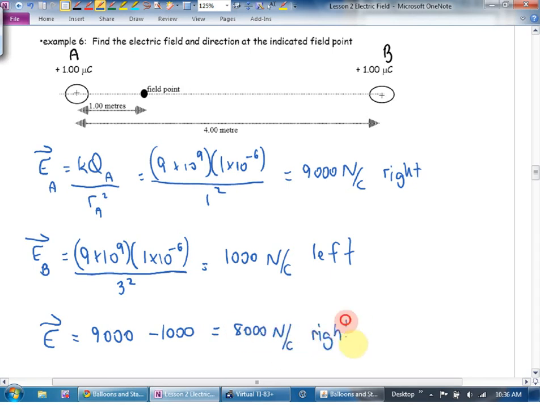I like that question. I'm going to ask you to find on your test the electric field between two charges, but I'm going to make them different numbers than ones. You'll have to do a bit of arithmetic.